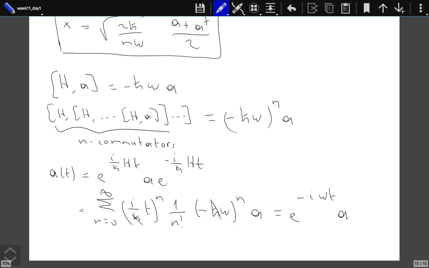Well, since I know the time dependence of a, and also a dagger, just take the dagger of this one. x of t is equal to square root of 2 h bar over m omega times 1 over 2, e to the power minus i omega t a plus e to the power i omega t a dagger. This is my x of t in terms of a and a dagger.